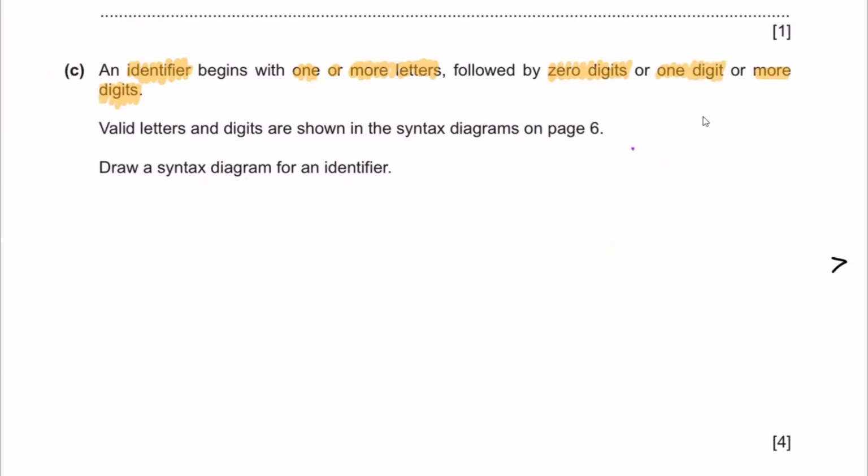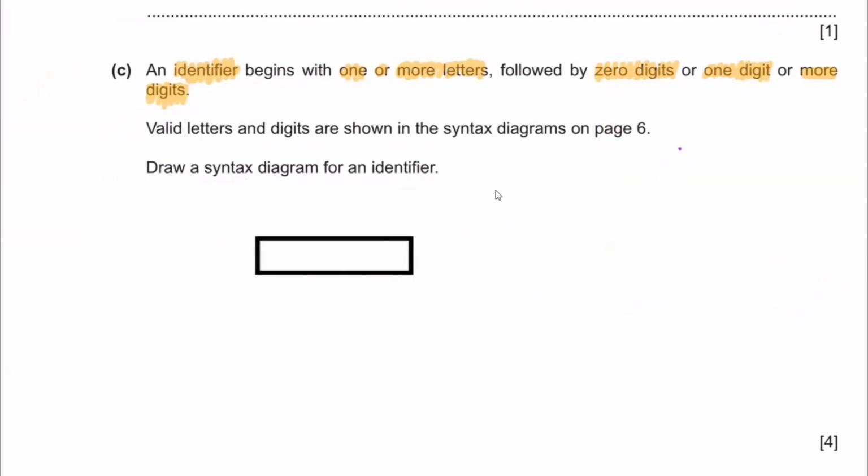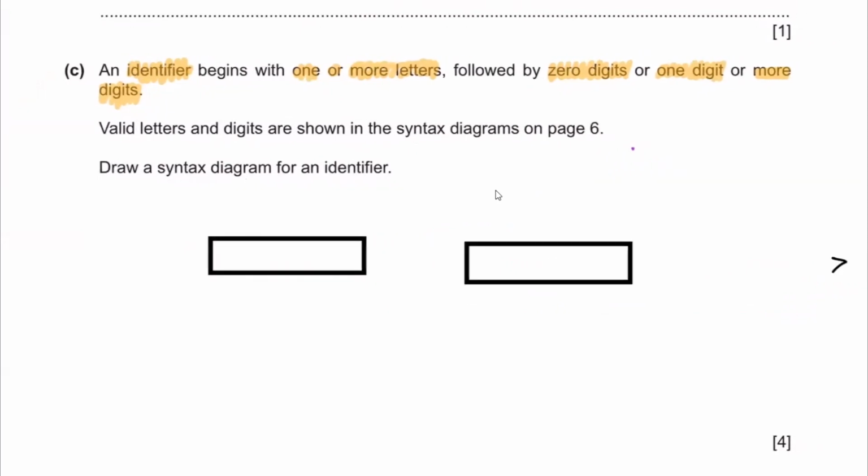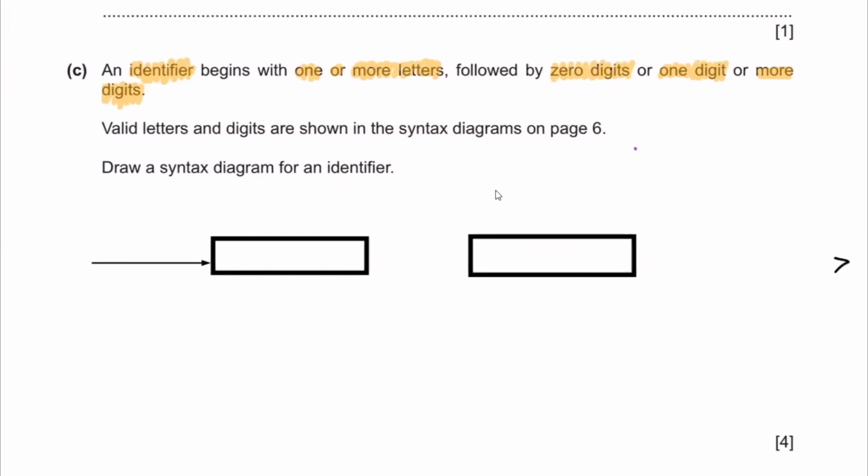So let's start drawing a syntax diagram for it. Firstly, let's draw two boxes because we need letters and we need digits, followed by arrows. So we've got letters, digits, identifier. So you can have a single letter, right? You can have a single letter.